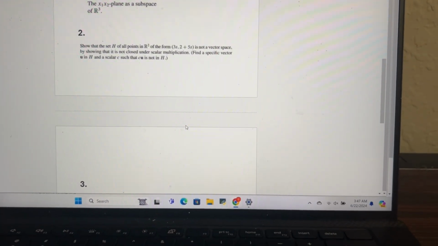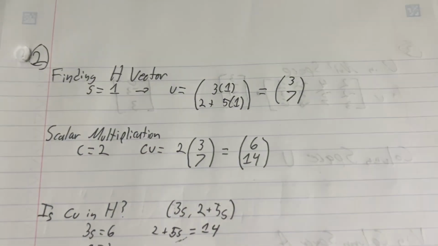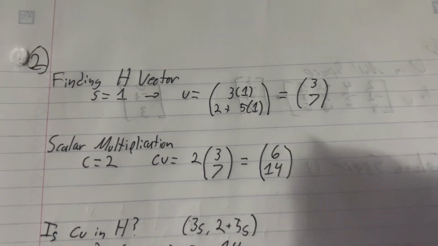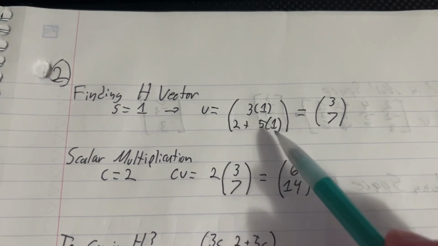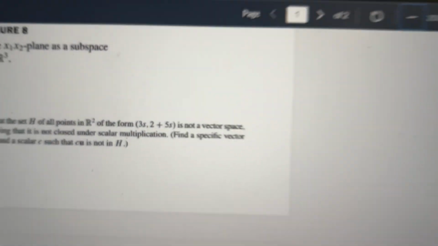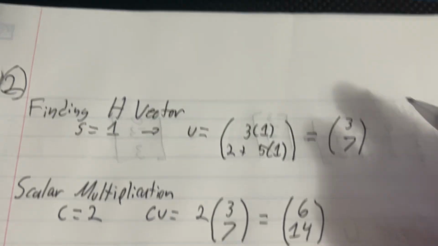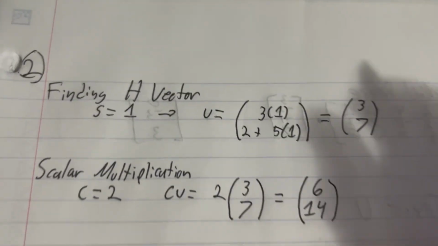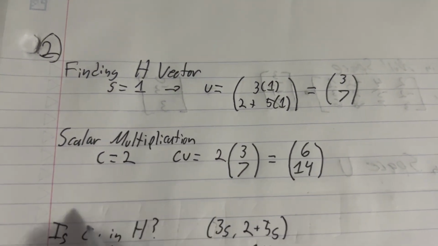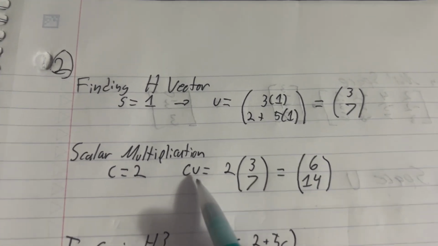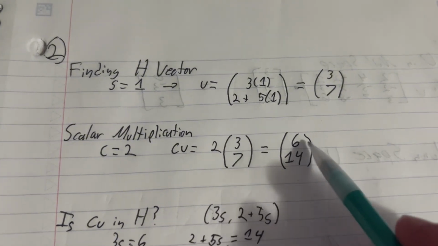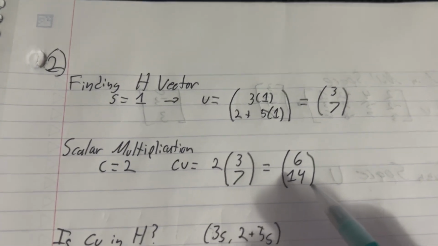So first, we're going to find our vector in H. What we can do is set S equal to 1. So 3 times 1, and then 2 plus 5 times 1, right? That comes from the equation that was given. And we just get 3, 7. Now this is important because then we can use scalar multiplication. We chose 2 as a scalar in this case, and multiply our scalar times our U vector. That gives us an answer of 6, 14.